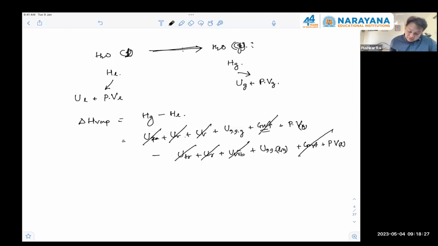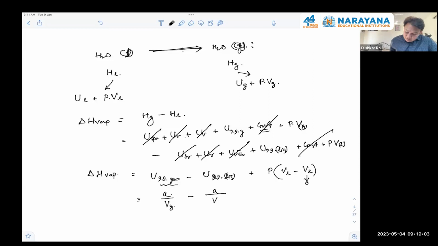So you are left with what? You are left with U intermolecular interaction of the gas minus U intermolecular interaction of the liquid, plus P into V gas minus V liquid. And in fact, you can also ignore this V liquid, tending towards 0. So that is delta H vaporization. And which comes out to be what? Now this gas term, we can estimate it like this: A, the van der Waals constant, divided by the molar volume of the gas, minus A divided by the molar volume of the liquid.